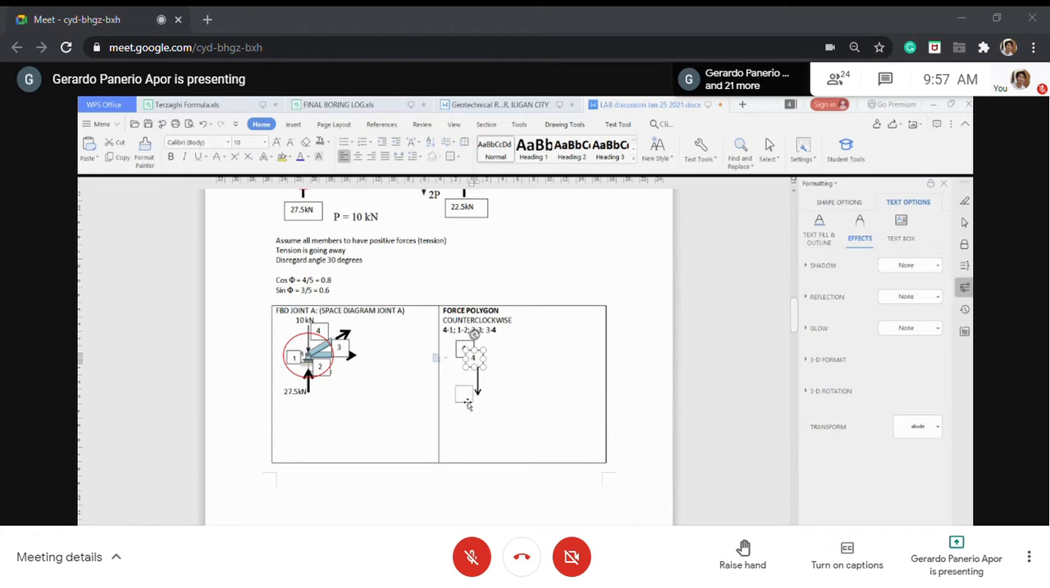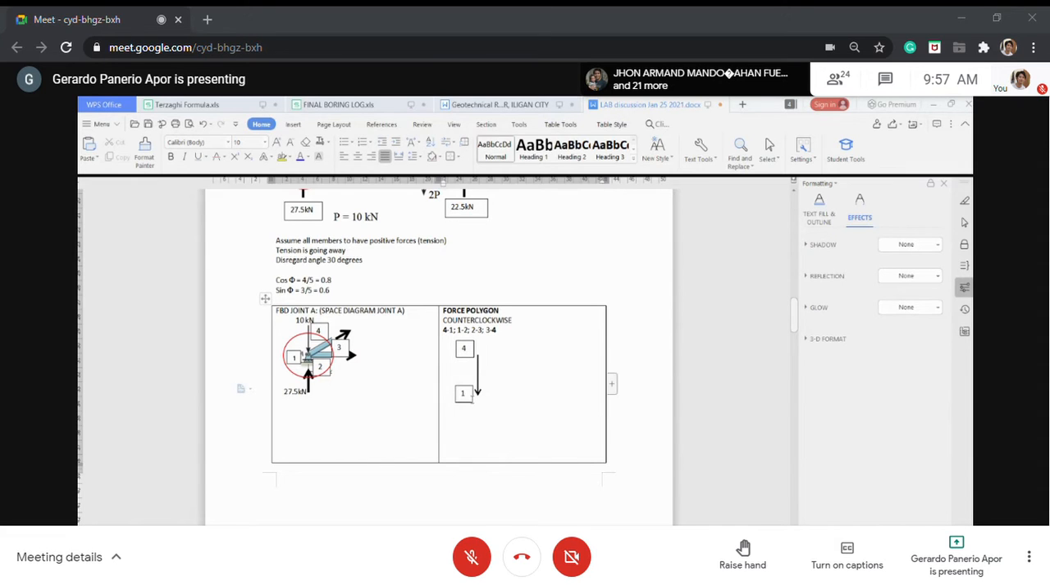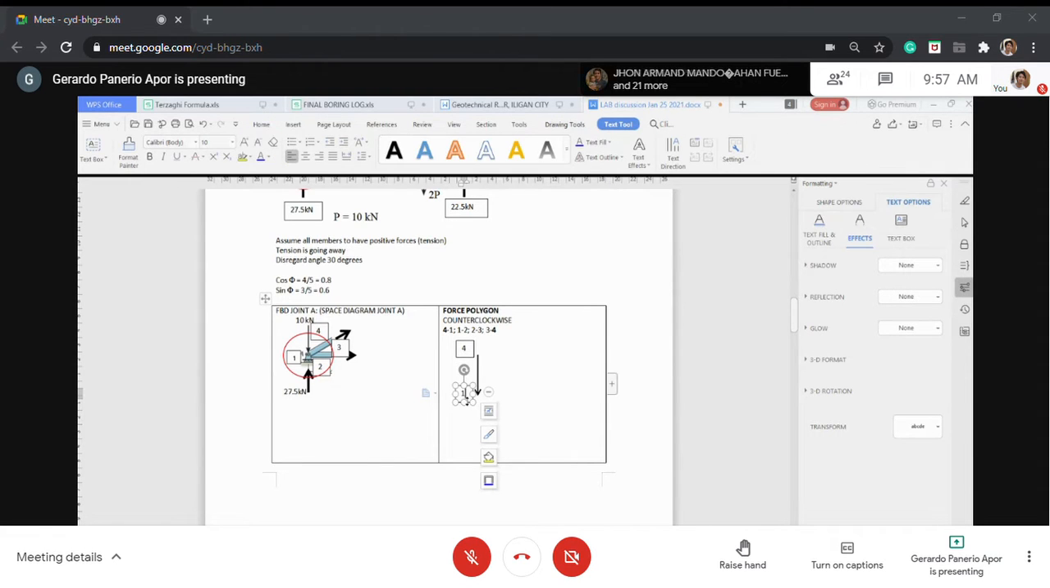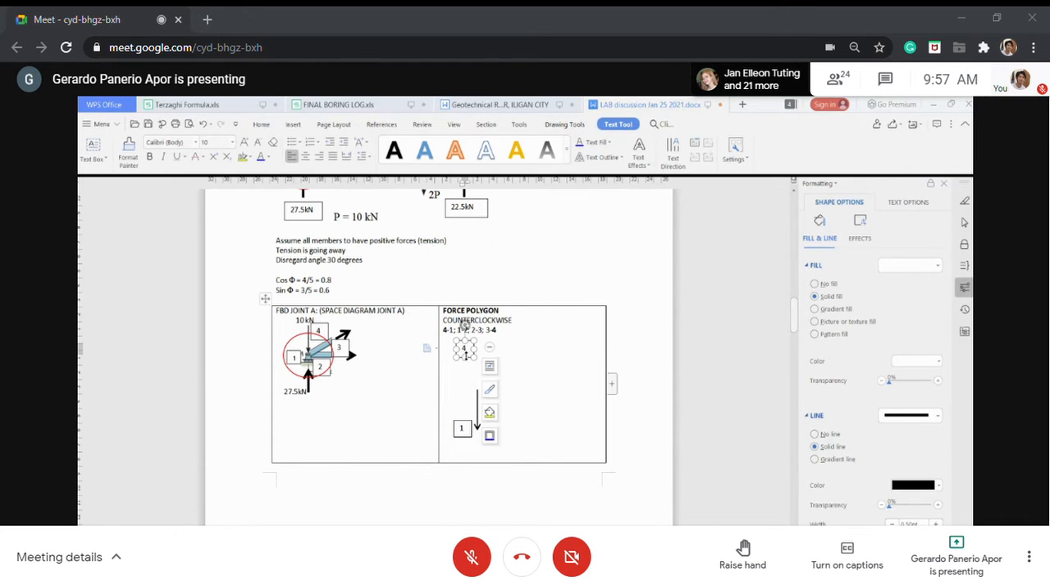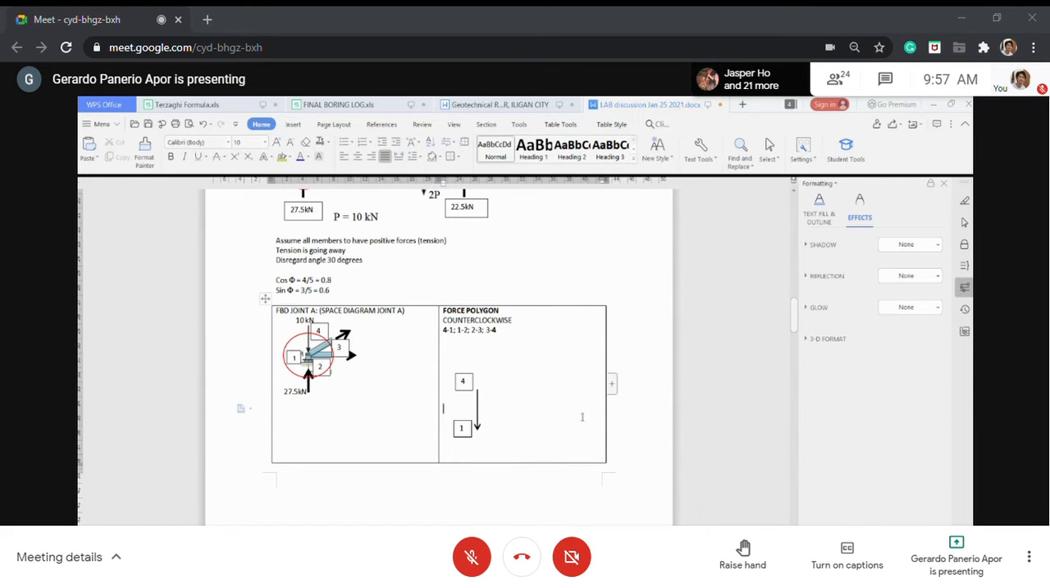So 4 to 1 is actually a 10 kilonewton load. That's 4 to 1. So basically, that's your 4 to 1. So if that is 10 kilonewton, that's 4 to 1.